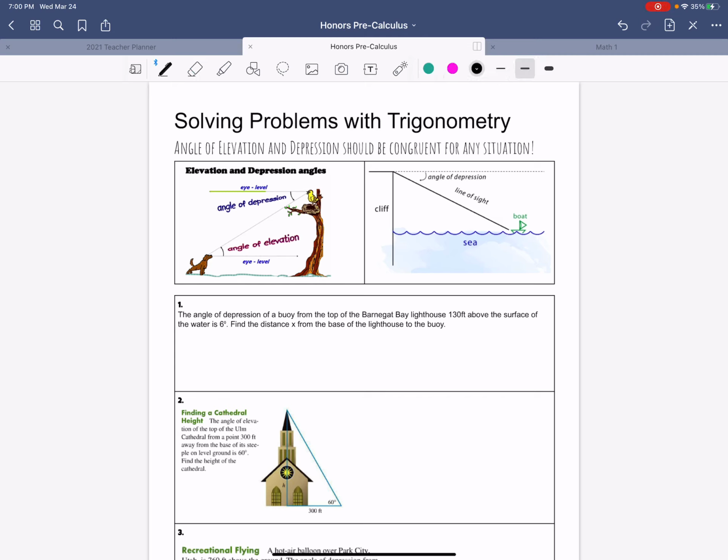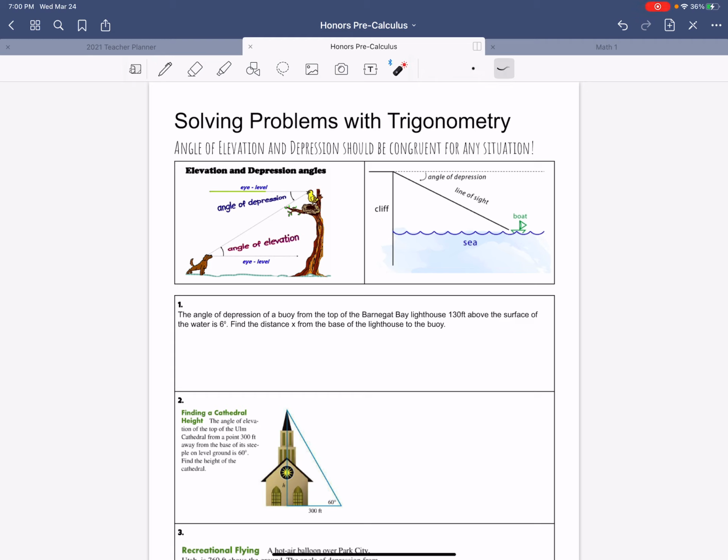All right, so we're going to do a continuation of our right triangle trigonometry, but today we're going to talk about word problems and we're going to talk about angles of elevation and angles of depression. Angles of elevation and angles of depression are congruent for any situation. So what is an angle of elevation and angle of depression? It's basically how you look at something.